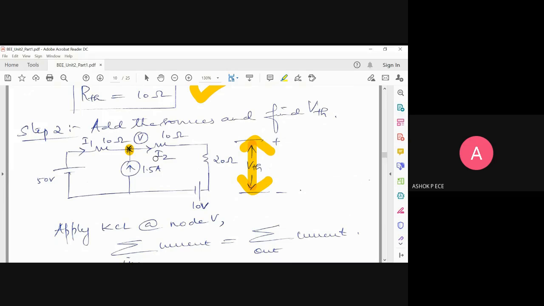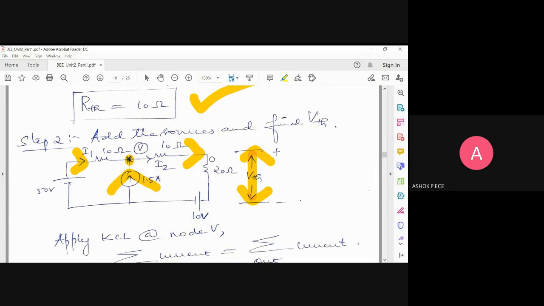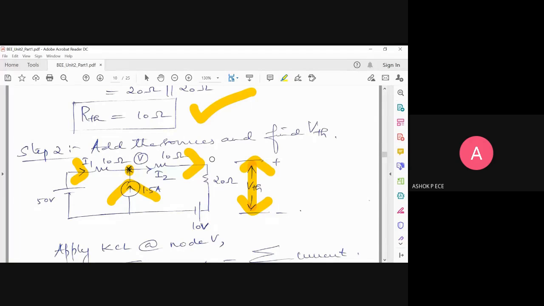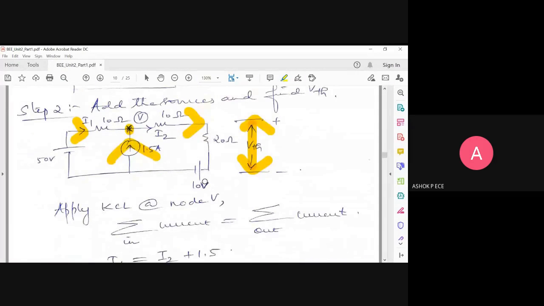So you can see a node there. I am assuming the current direction to be already 1.5 amperes current direction is given. You should not change that. Remaining two currents, I am assuming it as I1 and I2 flowing like this. See the diagram. I1 is flowing this way. I2 is flowing this way. And 1.5 is already flowing this way. So don't change it. So what are the incoming currents to this node V? I1 and 1.5, sir. Okay. What is going out? I2, sir. I2. So what should be the KCL equation?